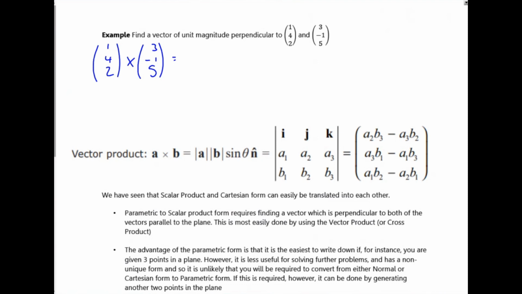So we've got A2 times B3, so that's 20, minus A3 times B1, so minus 2, is 22. Then I've got A3 B1, so that's 6, minus A1 B3, so that's 5, which gives 1. And I've got A1 B2, so that's 1 times -1, so -1, minus 12, which is -13.